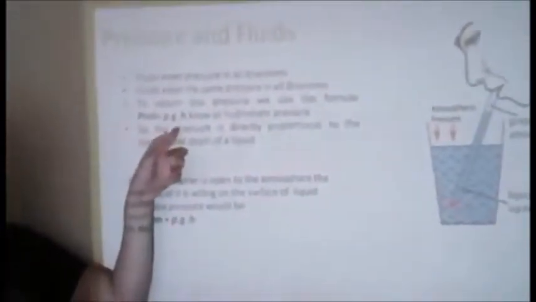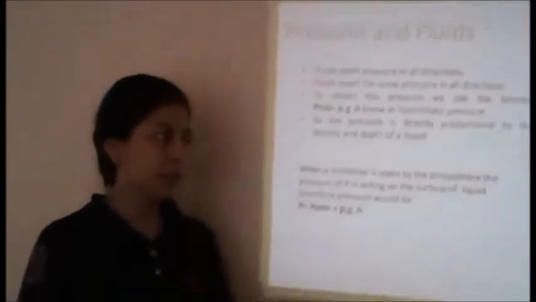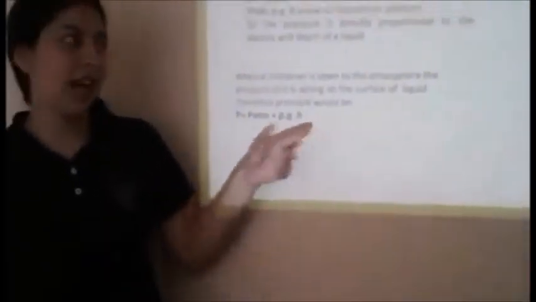To obtain the pressure, we use the formula density times gravity times height, often called hydrostatic pressure. So the pressure is directly proportional to the density and the depth of a liquid. When a container is open to the atmosphere, like here we can see the glass, the atmospheric pressure is acting on the surface of the liquid. Therefore, the total pressure will be the atmospheric pressure plus the density times gravity times height, which is the hydrostatic pressure.